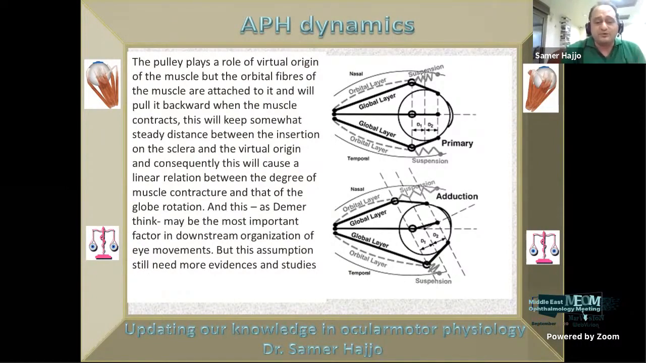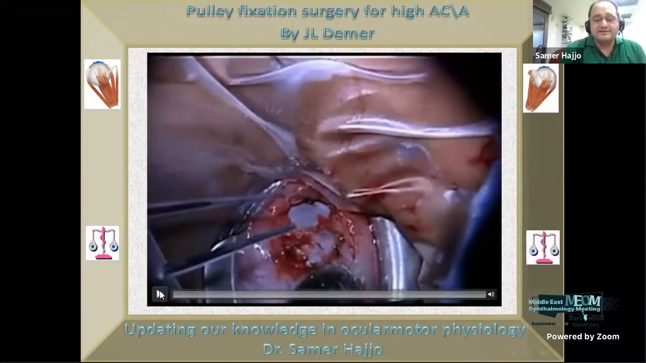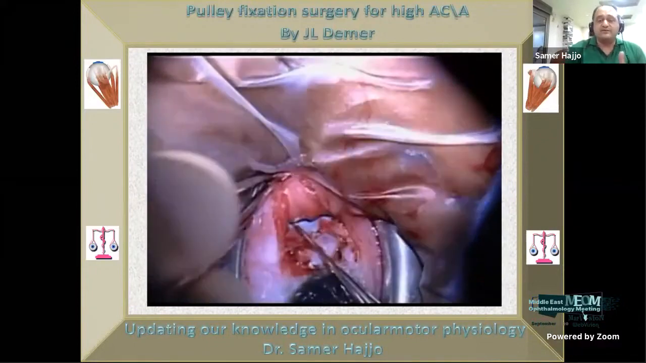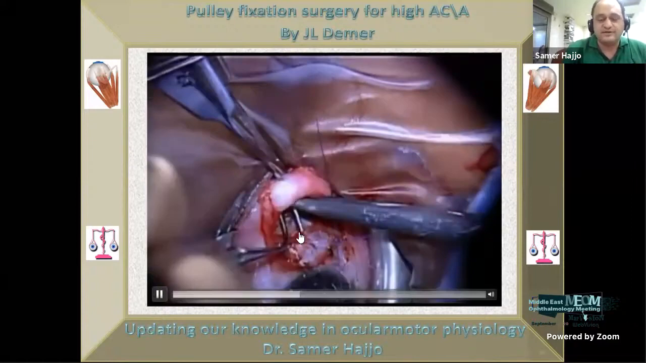And this is a very important thing in the regulation of eye movement, because it will preserve the relation between muscle contraction and eye movement as a linear relation. Every degree of muscle contraction will cause the same degree of eye rotation. This is as Demer said, but it still needs more evidence and studies. Demer also suggests a surgery on the pulley. This is a surgery on the medial rectus pulley. This is the isolation of the pulley, and then fixing it on the sclera for reducing accommodative convergence. This is the pulley of the medial rectus.